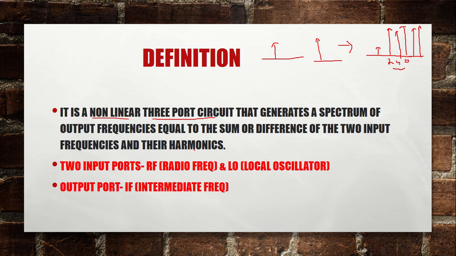Now we will name the three ports which are present here. The first port is the RF port, where I am going to give the required RF signal. The second port is the local oscillator. This is mainly responsible for the frequency conversion, and the output port is named the intermediate frequency. This is because the value might be either a higher value or a lower value. So this port is named the intermediate frequency.